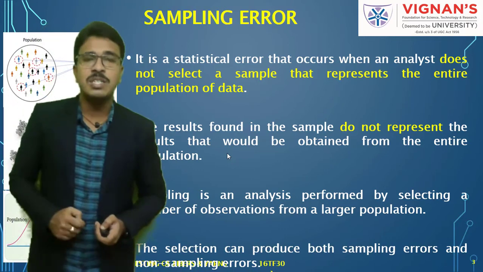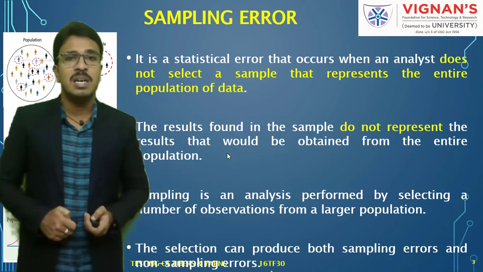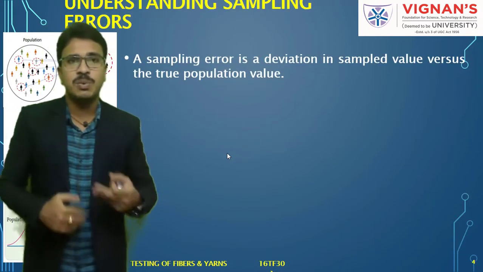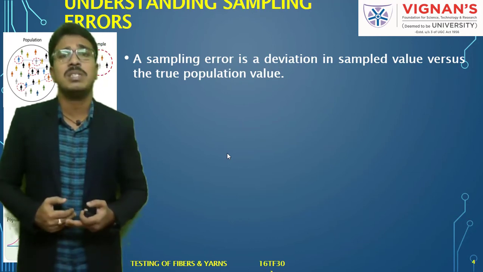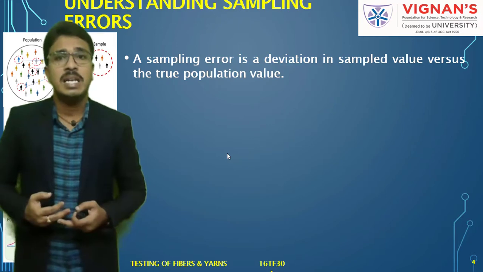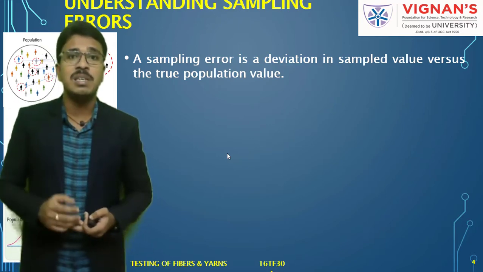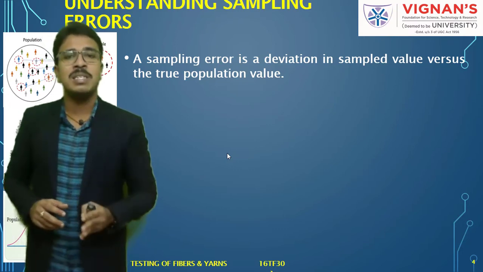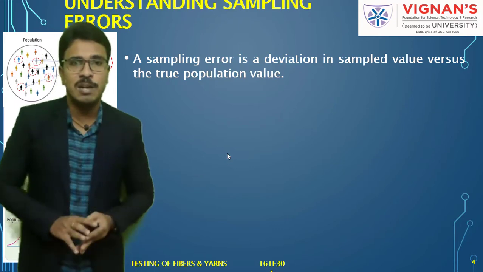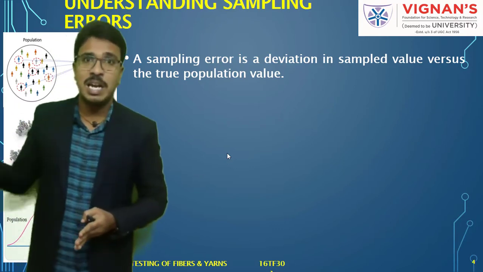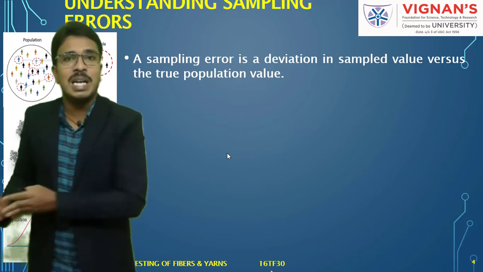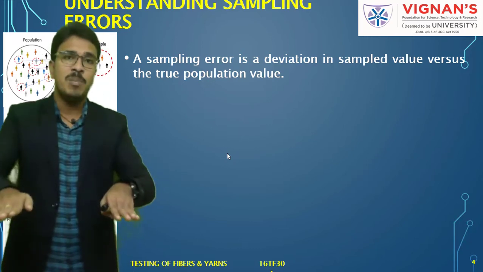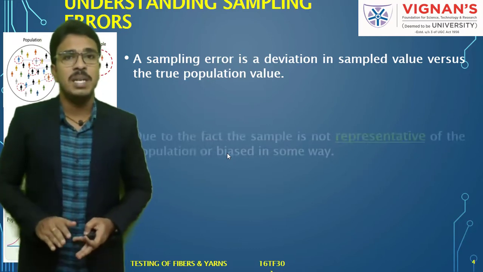So the selection can produce sampling errors. Now, if we try to understand what sampling errors are, it is a deviation in sample values versus the true population values in simple terms. While measuring the samples, we get one kind of result. Suppose you test the entire population, and you get another kind of result. That means there is a deviation between the sample results and the population value. This is called sampling error.